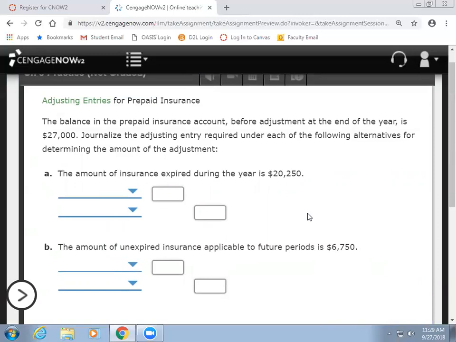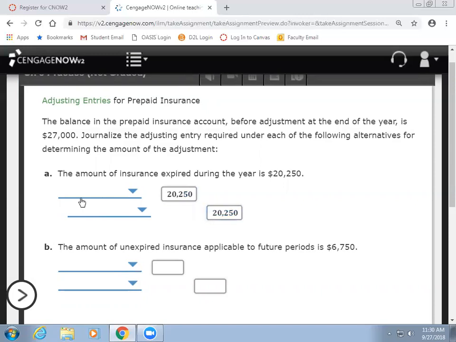This example is showing you the wording can be different, so we just have to read carefully. It says the balance in the prepaid insurance account before adjustment is $27,000, and it wants us to journalize 2 different entries based on the information given. So in part A, it says the amount of insurance expired during the year is $20,250. Well, when they give us the expired amount, that's how much we used. So that's actually our debit and credit amount. If you see the word used or expired, we know that's our actual debit and credit amount. So we can actually just put that in.